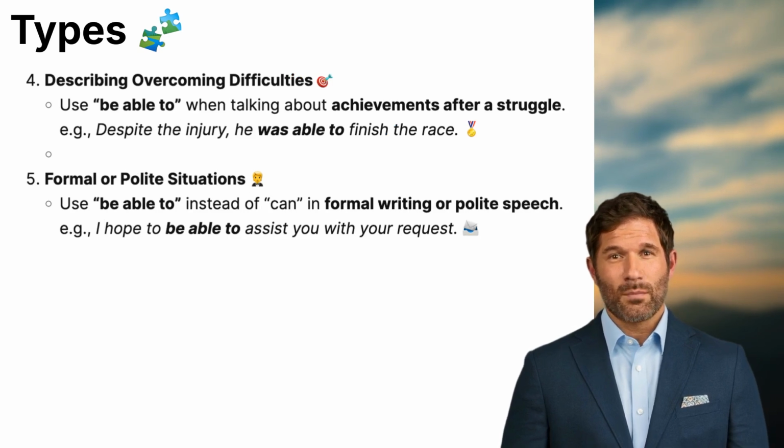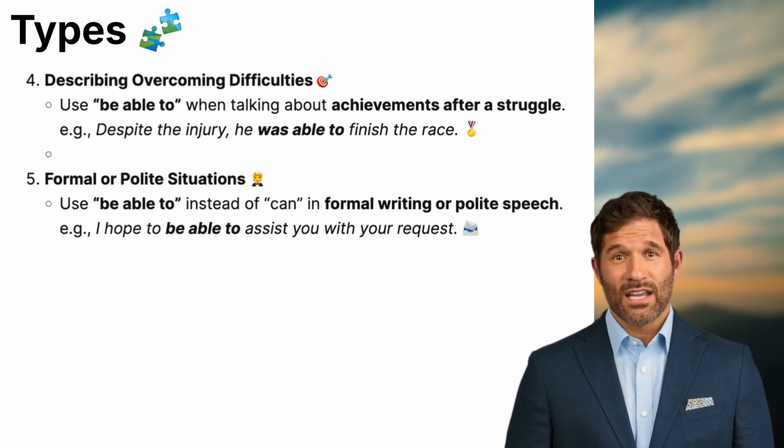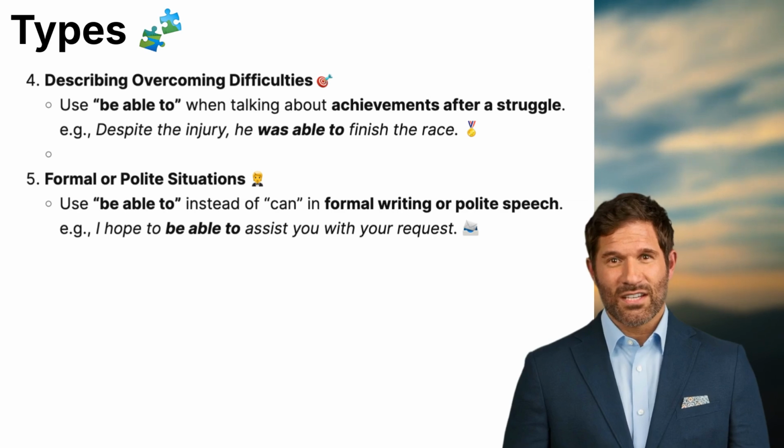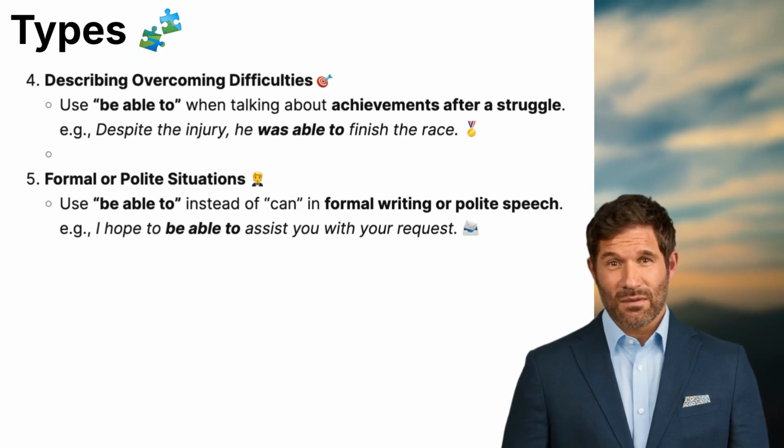4. Describing overcoming difficulties. We also use be able to talk about achievements, especially when something was difficult or required effort. Example. Despite the injury, he was able to finish the race. This means that it was not easy, but he managed to do it. More examples. She was able to pass the exam after months of studying. We were able to complete the project on time, even with some delays. If you want to emphasize overcoming obstacles, be able to is a great phrase to use.